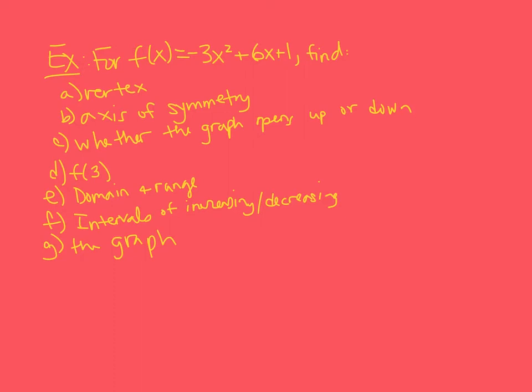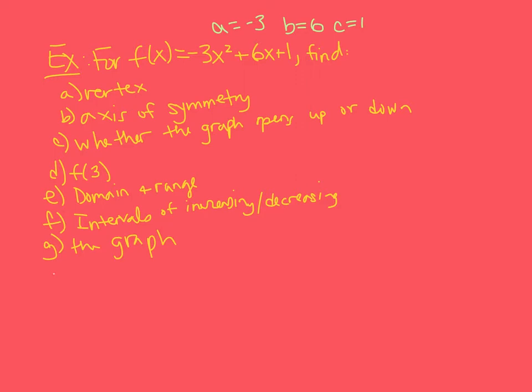We're going to do a quadratic function example. I just asked you to find a whole bunch of stuff. Go ahead and pause, try this on your own. So first thing I need to do is figure out what is my a, b, and c. My a is the coefficient of the x squared, it's -3. My b is the coefficient of the x, which is 6. And my c is just going to be the constant, which is 1.